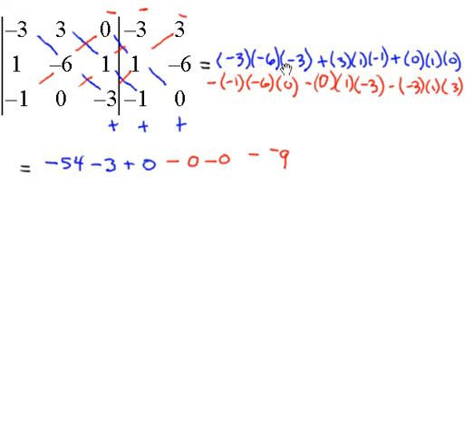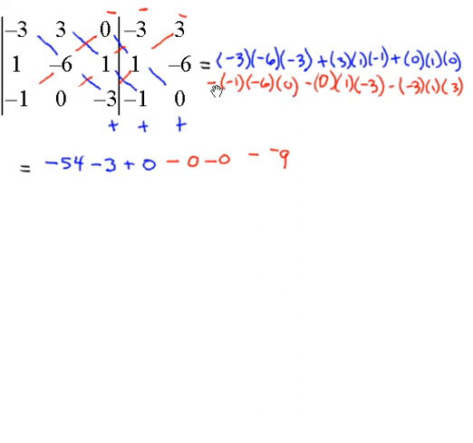Negative 3 times negative 6 times negative 3 in the blue is negative 54. Our next term, 3 times 1 times negative 1, that's adding a negative 3, which is the same as subtracting a 3. Adding our next term here, we've got 0 times anything, of course, is 0. It's time to do our subtracting in the red.